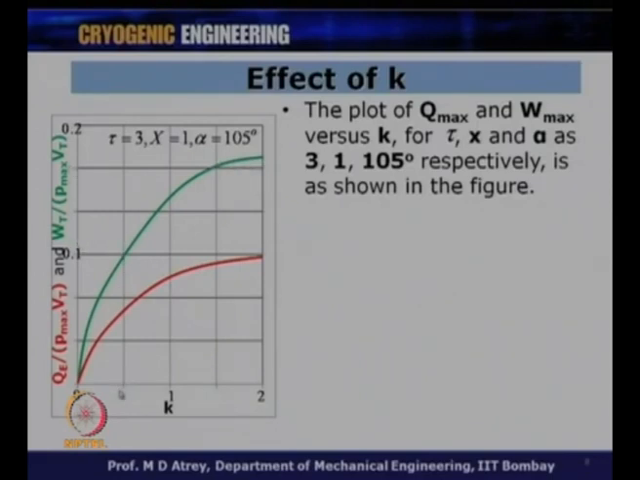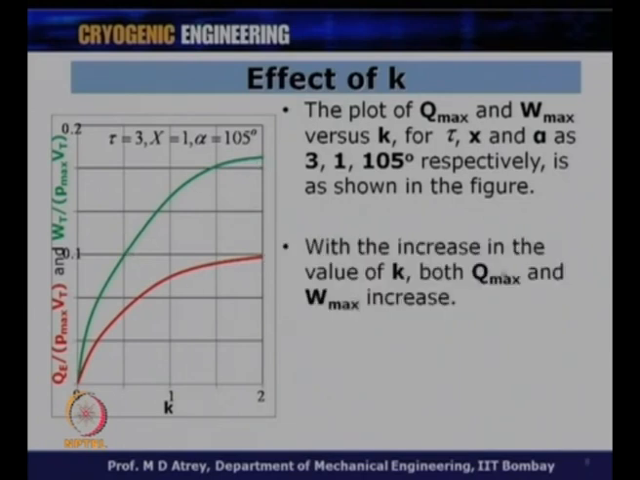So, as the value of K increases, the Qmax will increase and Wmax also will increase. But can I go on increasing this forever? No, I can't. At a particular point, the curve will get flattened over there. So, with the increase in the value of K, both Qmax and Wmax increase.